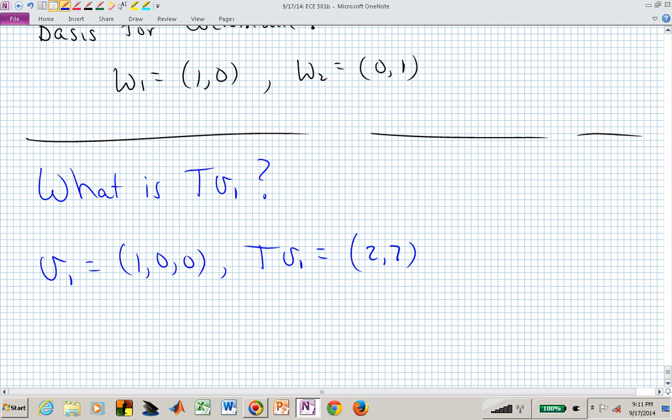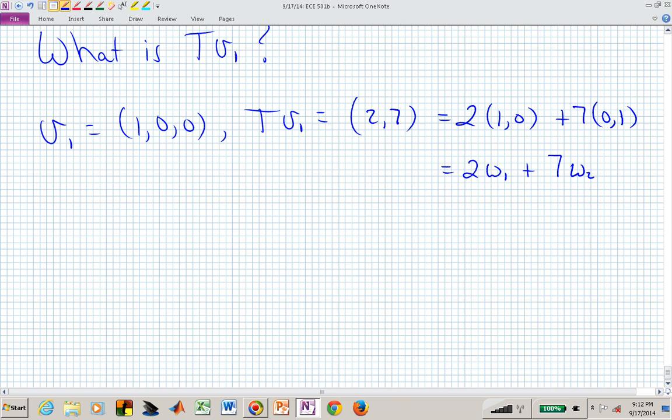Well, W1, we just need to scale that with the first coordinate, or W1 is just going to give us information in the first coordinate, and our first coordinate is 2. So that now says 2 times 1, 0 plus 7 times W2, which is only going to give us information in the second coordinate. Or this is now 2W1 plus 7W sub 2.